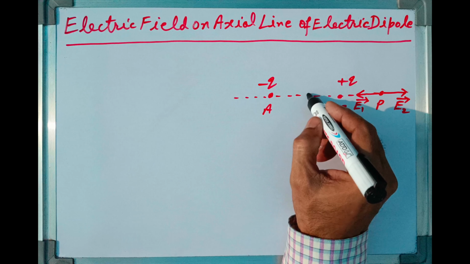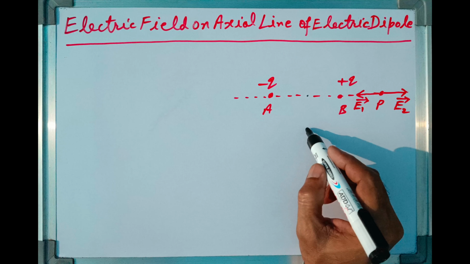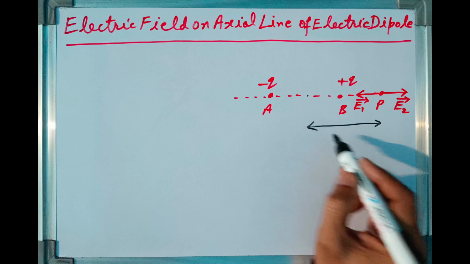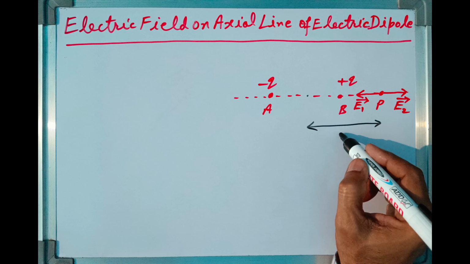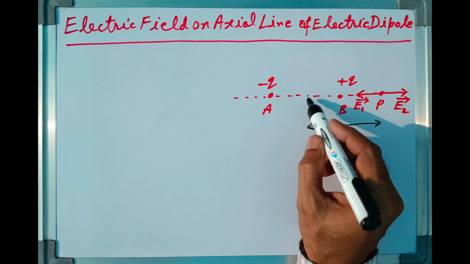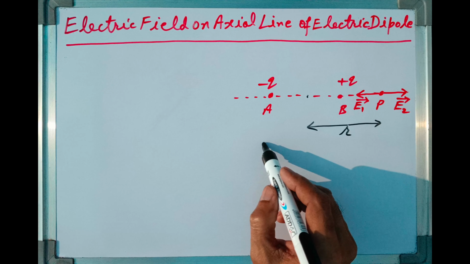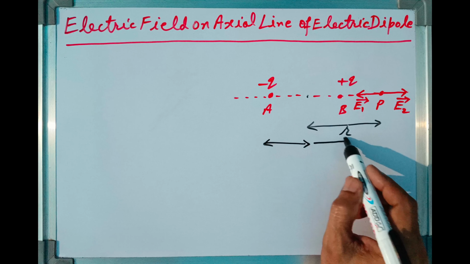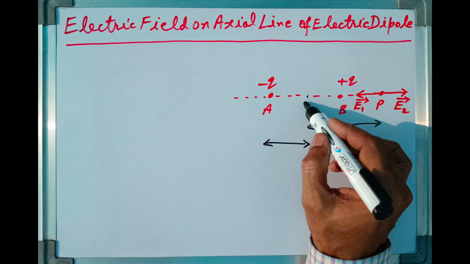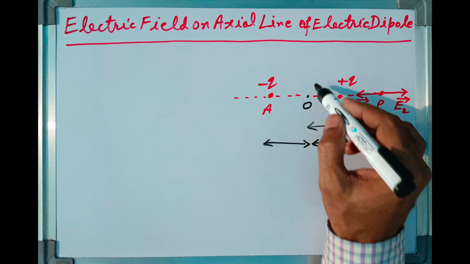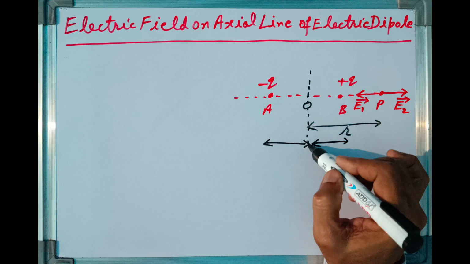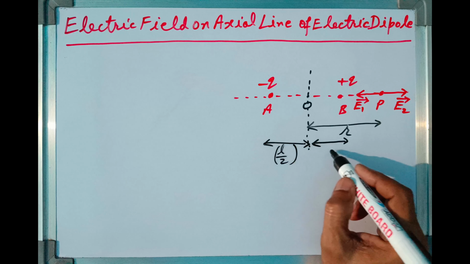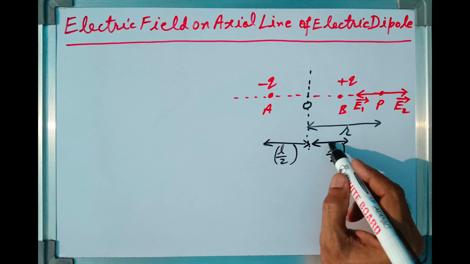Let me suppose this is the center of the electric dipole and the distance of the point of observation from the center of the dipole, let us suppose, is r. If L is the length of the electric dipole, then this center of the dipole, let me call it point O, will divide the length into two equal parts. This part will be L by 2 and this part will also be L by 2.